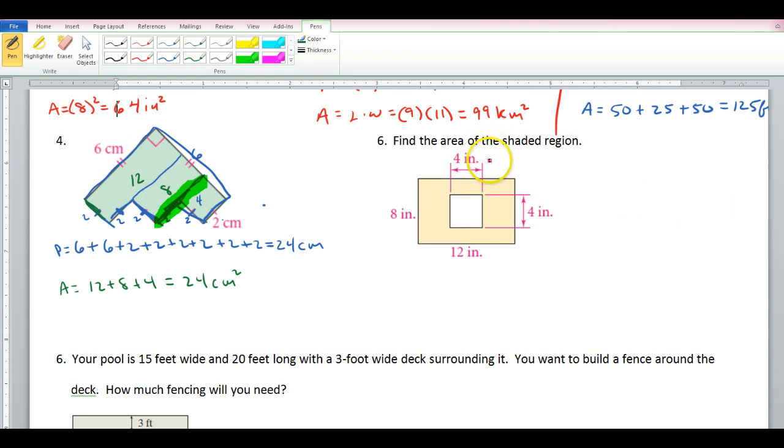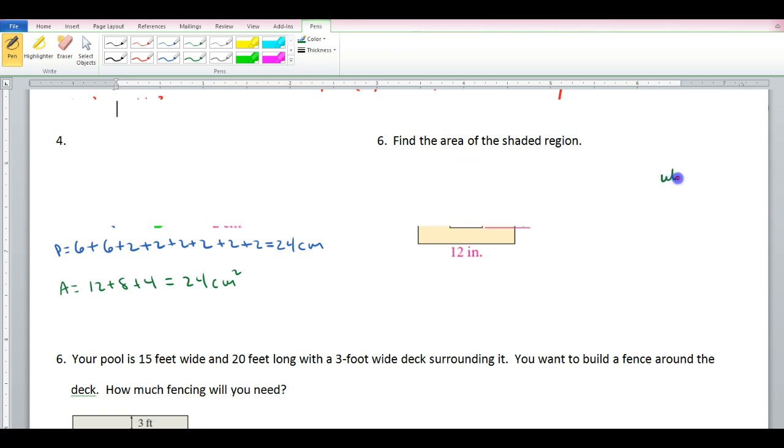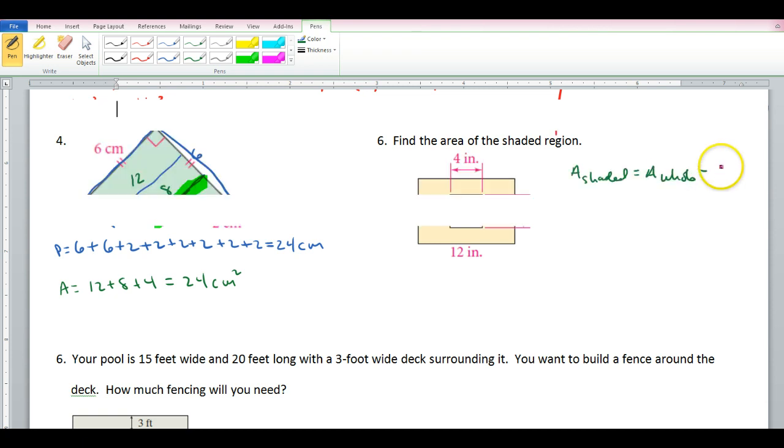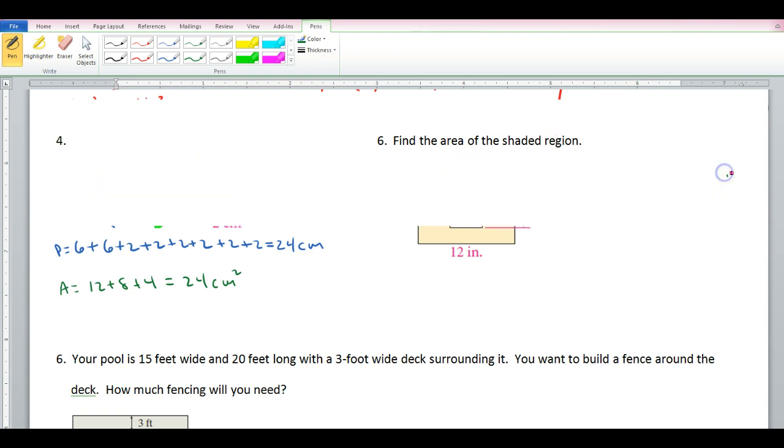Okay. Now the sixth example here. When you look at this one, you have this shaded region. Now this is basically like a hole cut out. So what would we do with it? Well, you would take the area of the shaded region, which means the area of the whole region. You would go ahead and you would subtract the area of the unshaded.